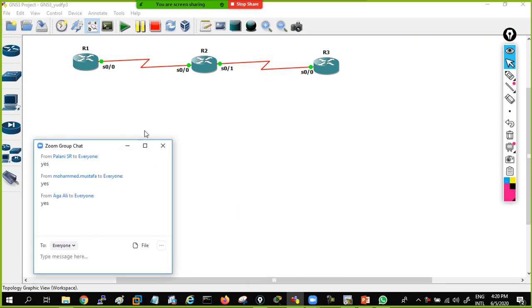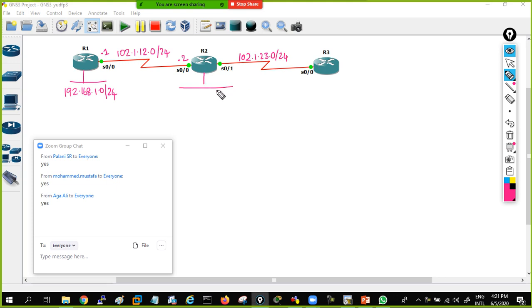Let's see here. For example, router 1 is connected with 102.1.12.0/24. Here we configure the IP address .1 and here we configure .2. And the local network here is 192.168.1.0 network. Now if you see router 2 is configured with one side 102.1.12 and the other side 102.1.23.0/24, and the LAN network is 192.168.2.0.